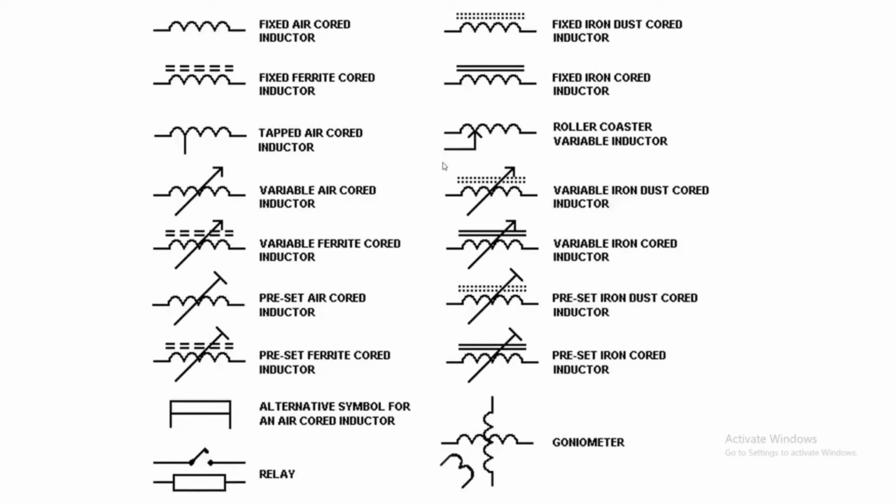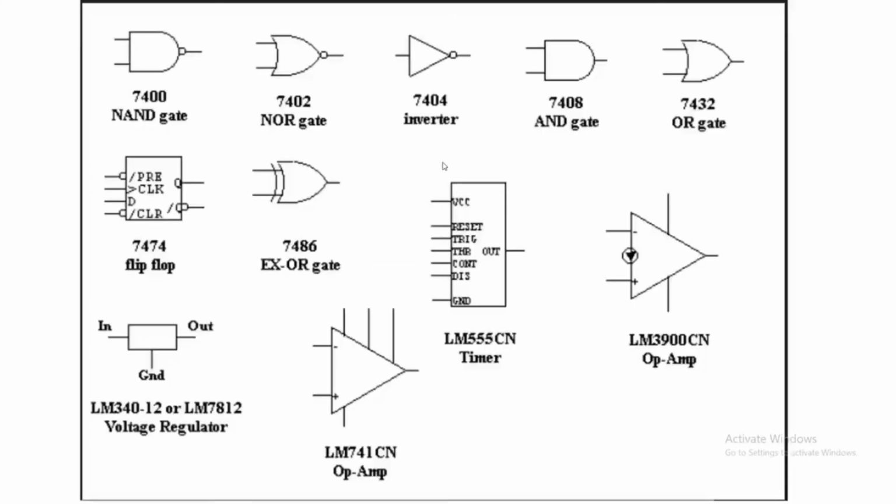When you see a symbol like this in the schematic diagram, you understand that this is an inductor. There are many types of inductor. Each inductor has its own symbol. These are the symbols of the logic gates or ICs. Each logic gate has its own symbol, while the symbol of the ICs is the same.